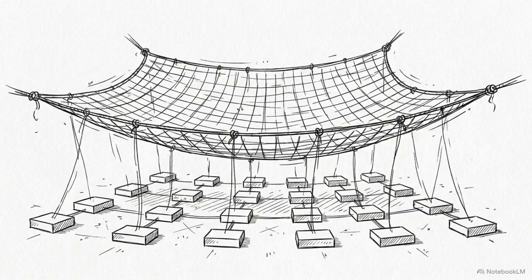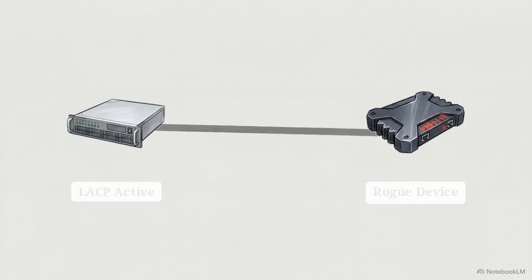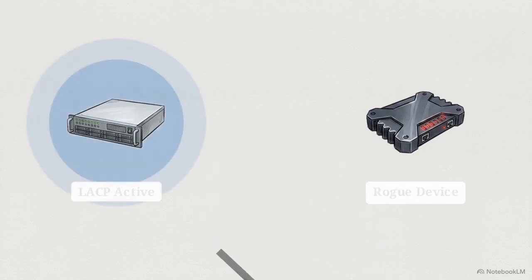By requiring an active negotiation, LACP builds a dynamic safety net. If a cable goes to the wrong switch, the LACP handshake fails, and the system automatically drops that bad link to protect the rest of your network.